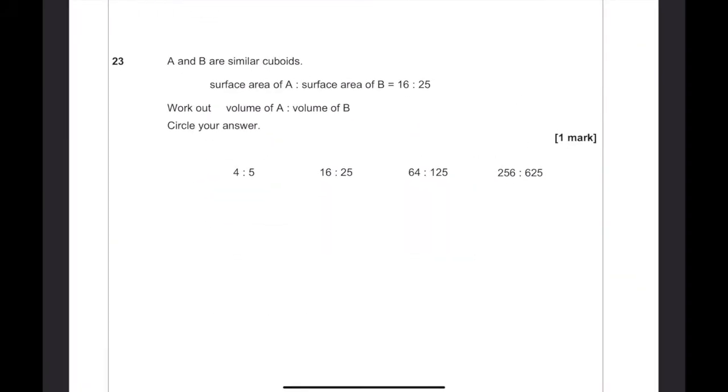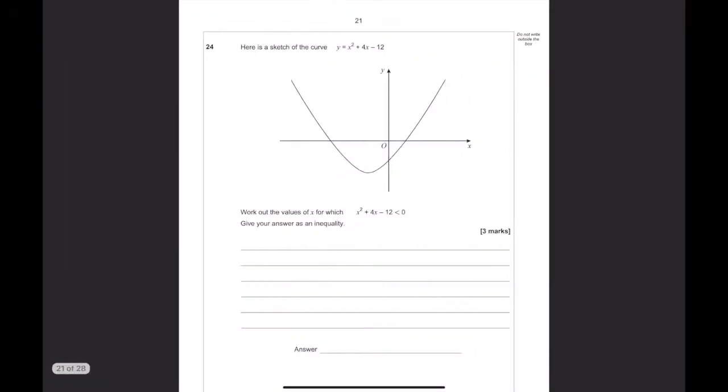A and B are similar cuboids. Surface area of A to the surface area of B is 16 to 25. So because this is area, 16 to 25 can be square rooted to get our true scale factor, and then we cube both of those to get the volume ratios, which is going to be 64 to 125.